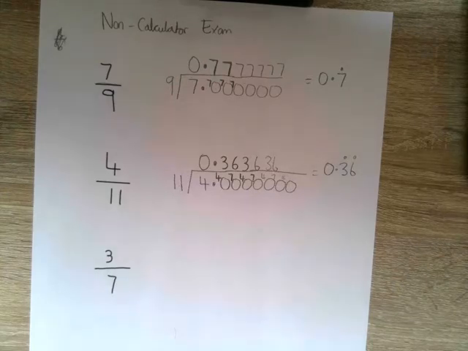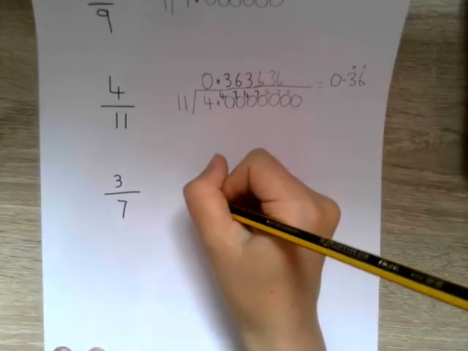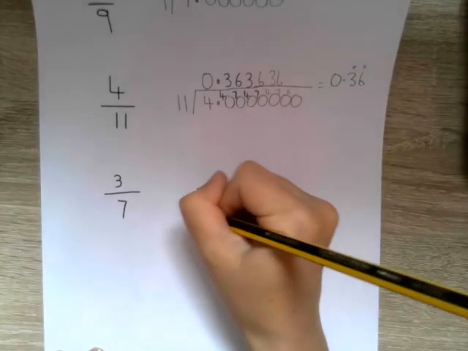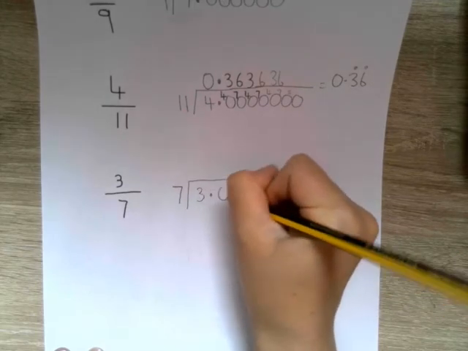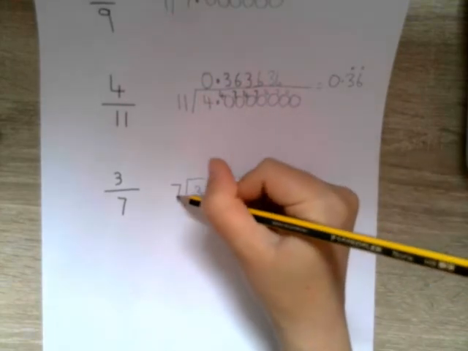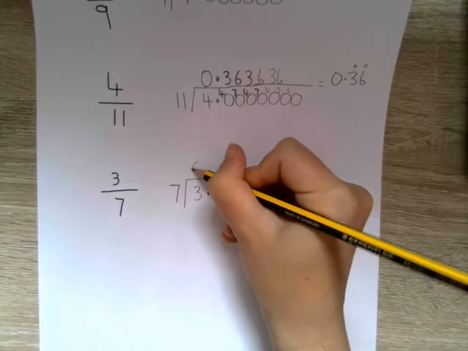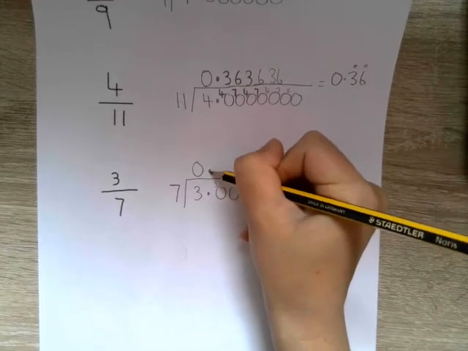Right, the final one then I'm going to do is 3 over 7. So that's going to be 3 divided by 7. So put the point and load of zeros. So this one, how many 7s go into 3? None, it's too big. I'm going to carry the 3 over and put my point in like that.